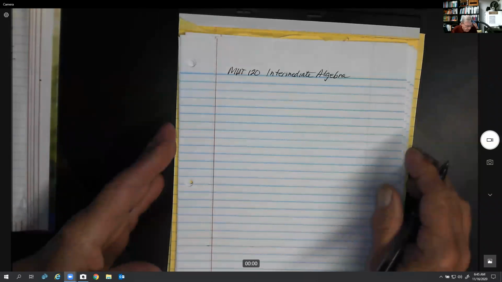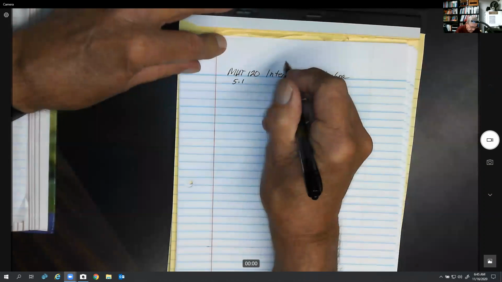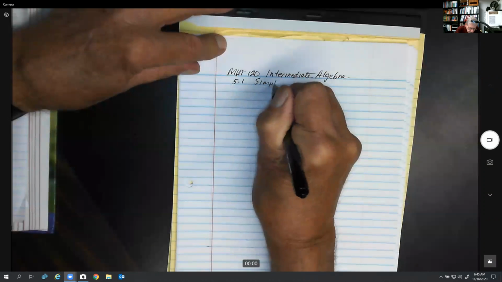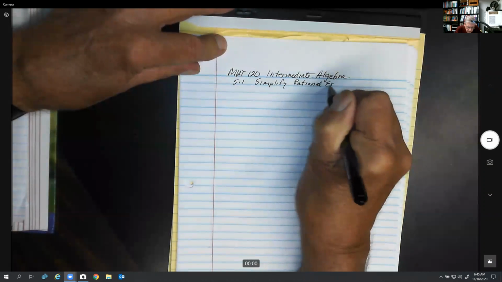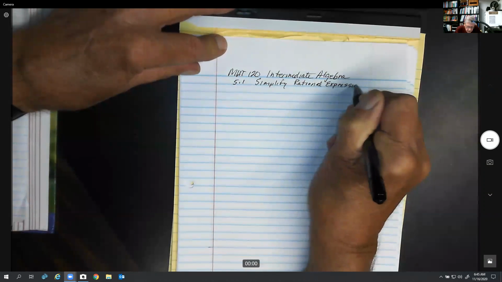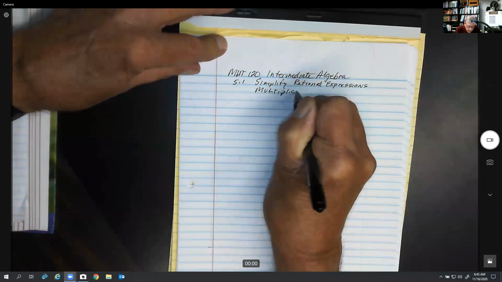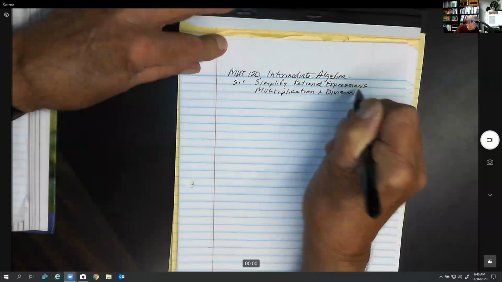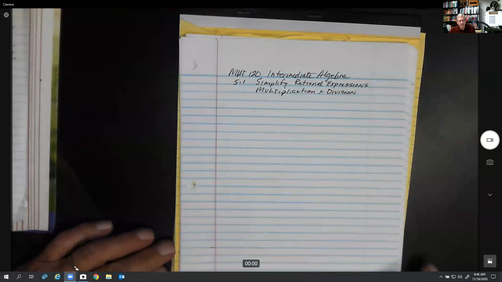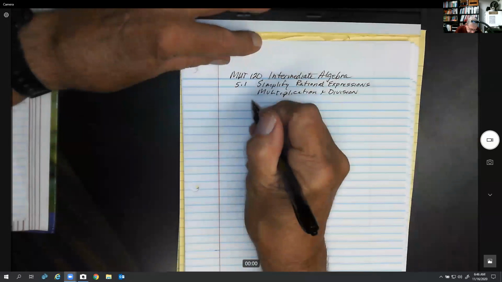So we're talking about MAT120 intermediate algebra. We're going to discuss section 5.1, simplifying rational expressions, and multiplication and division of rational functions. Okay, so the key to doing this particular section is factor and cancel.